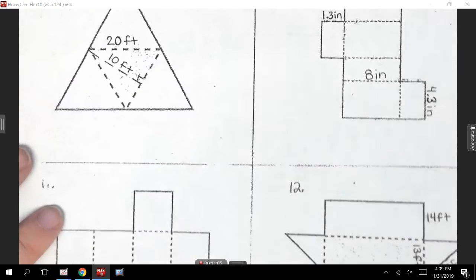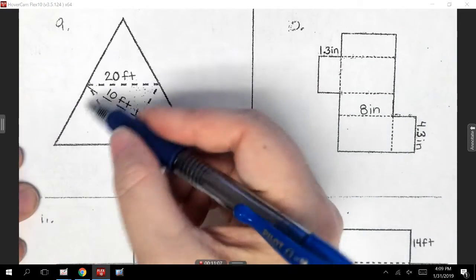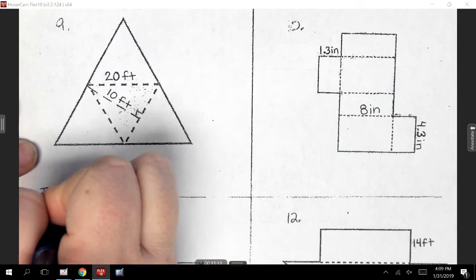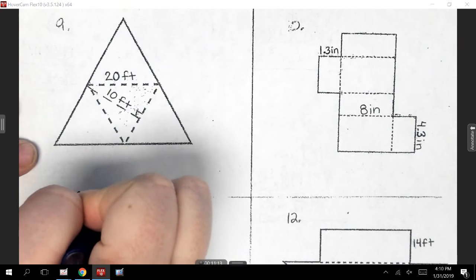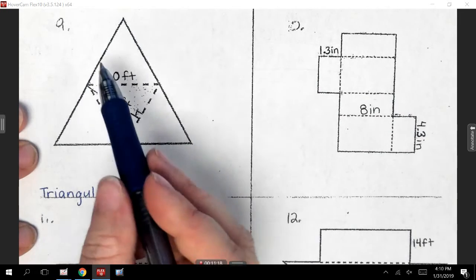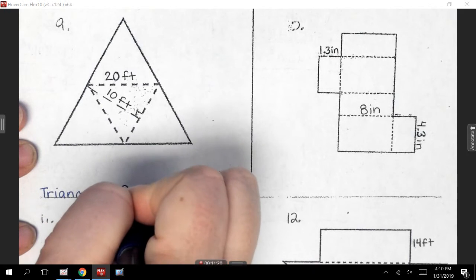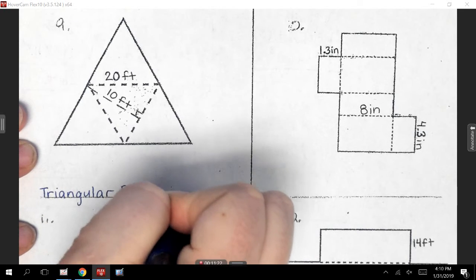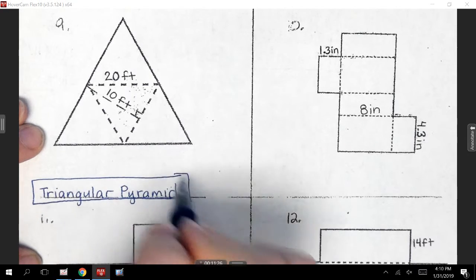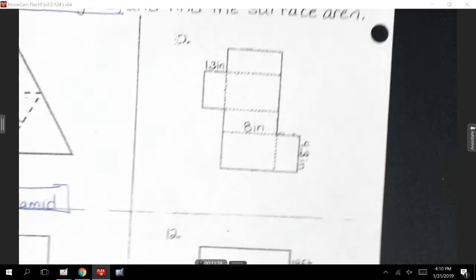So my first figure, I have a bunch of triangles. In fact, there's only triangles. So I know it's going to be triangular. And these triangles that are going around the edge are going to fold up to a point. So it's also going to be a pyramid. So that one is a triangular pyramid. Circling that so it's easy for my teacher to find.